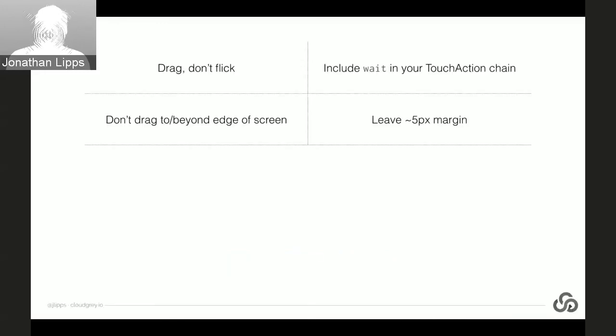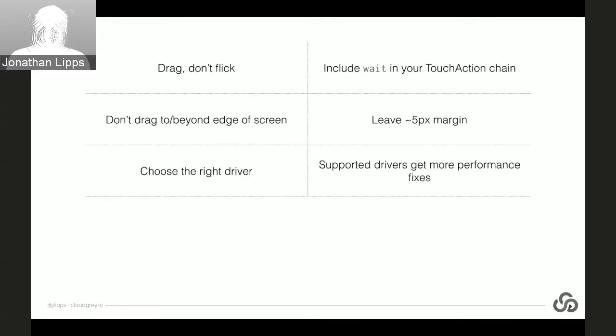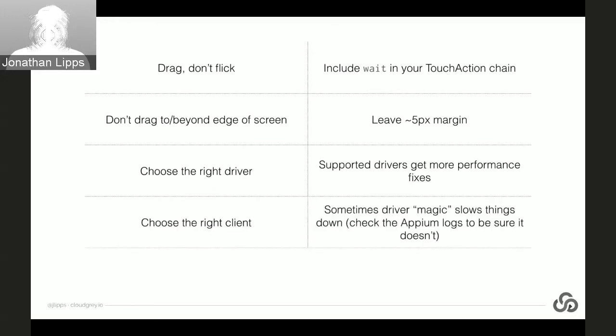Again, I don't really have time to go deeply into these, so I'm just going to put them up on the screen, and we'll send out the slides later. But it's important to include waits in your touch actions. Otherwise, you're going to generate a flick instead of a drag, and drags are going to be more reliable. Don't go to the edge of the screen if you're performing a swipe, because it might leave the screen bounds and generate an error.